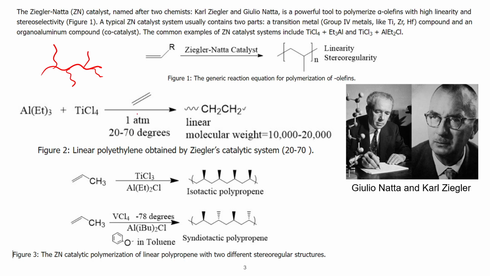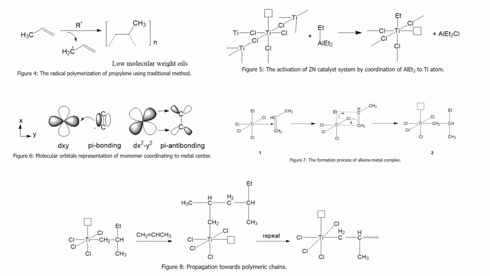In 1 atm pressure at 20 to 70 degrees Celsius, they got these linear polymers. That's one of the great discoveries in this particular field. And the molecular weight they achieved was up to 10,000 to 20,000. So that's the initial foundation of this Ziegler-Natta catalyst.